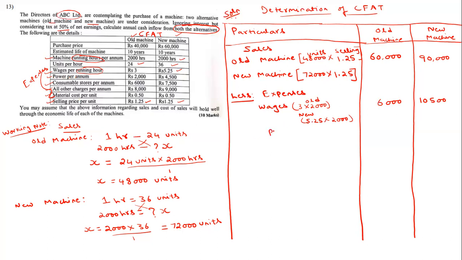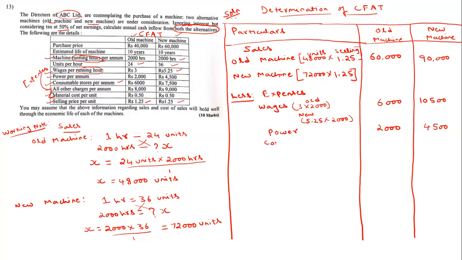That is direct. No need to do any sort of calculation. Power, that is rupees 2000 and 4,500. For the old machine, it is 2000, and for the new machine, it is 4,500. Perfect. We are done with the power. And the next is consumable stores per annum. Per annum. Therefore, again, no calculation.